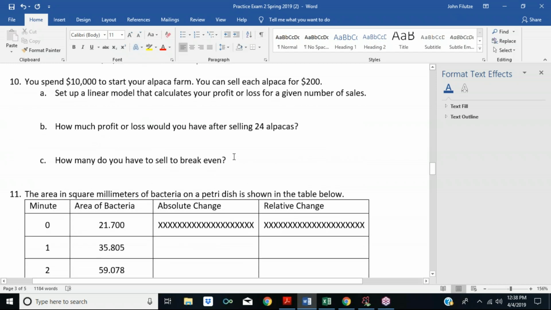Now, number 10 is a linear model also, but it's a little bit different, because here we want to know the profit or loss. So we're selling an alpaca for $200 each, so each indicates that's going to be our slope. And then this is the starting amount.